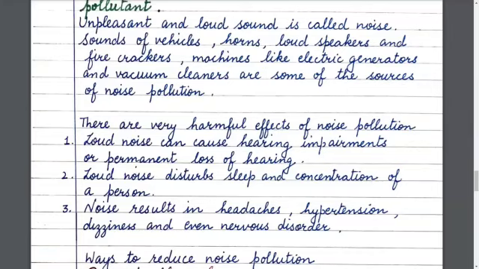There are very harmful effects of noise pollution. Number 1, loud noise can cause hearing impairments or permanent loss of hearing. Number 2, loud noise disturbs sleep and concentration of a person. Number 3, noise results in headaches, hypertension, dizziness, and even nervous disorder.